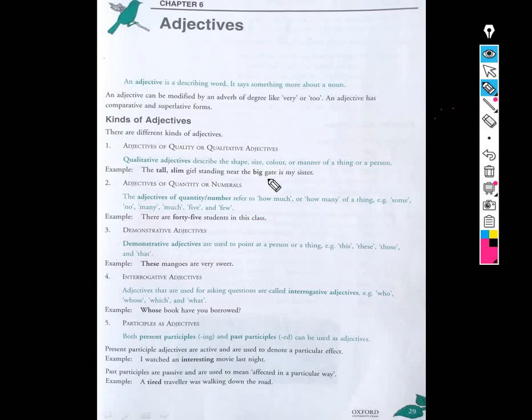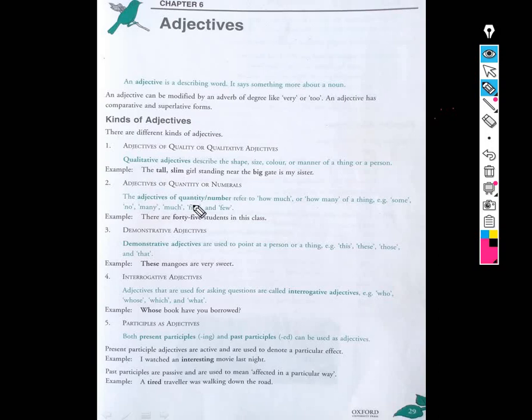Which type of gate? The quality of this gate is big. Big is size. Similarly black is color. For example, you are going on the right way. Right is also a manner. Anyway, next is adjective of quantity or numerals or numbers.